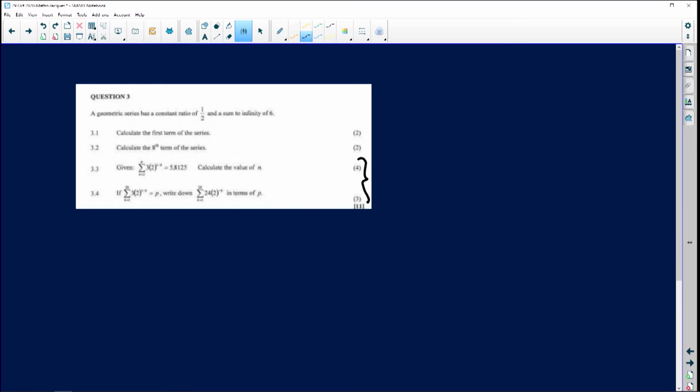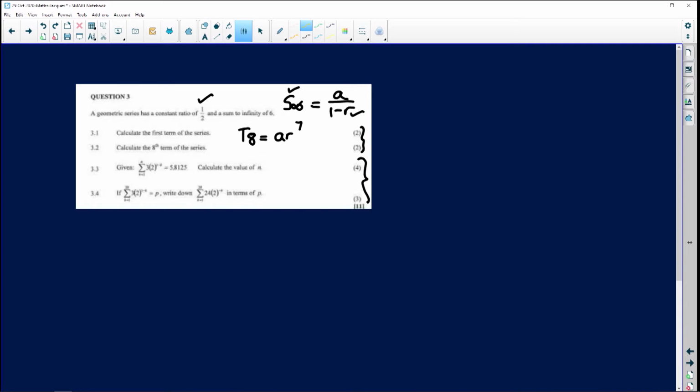They say here, the first part is easy. I mean, the first part is just applying the infinite sum formula for a geometric sequence. You have the R value, the sum to infinity, you've got that. So they're going to ask you for the first term, which they do. And then they ask you to find the 8th term. Now you know that term 8 will be AR to the power 7. So for those 4 marks, it is literally just finding those values and substituting them.